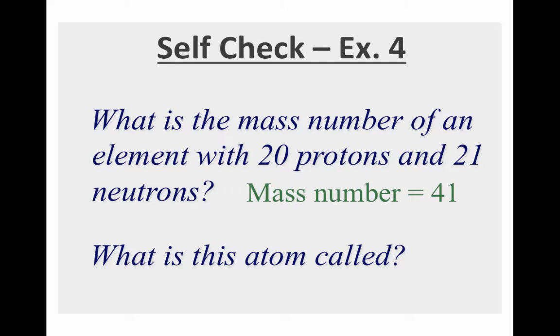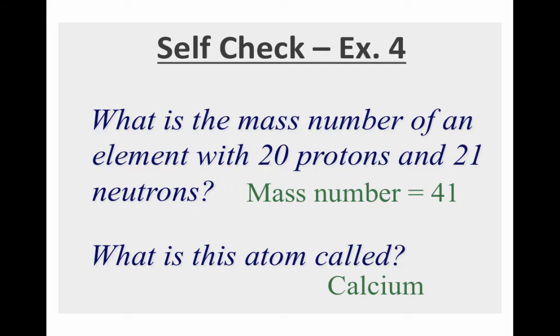I'll wait while you get out your periodic table and look it up. Are you looking it up? Maybe I'll just tell you. All right. So a lot of students get confused with this too, and they go looking for element number 41. But remember, this particular atom has 20 protons. That is the atomic number. So instead of looking up element number 41, let's find element number 20. It's a little element that we call calcium.